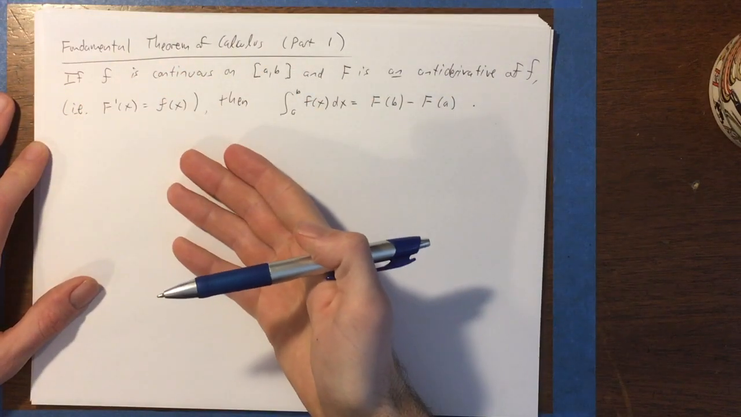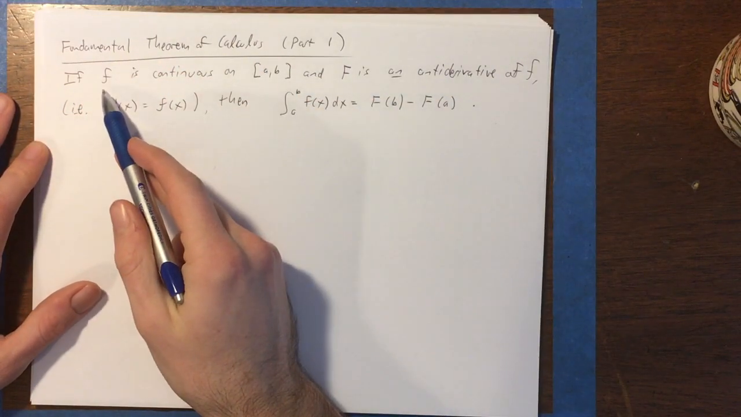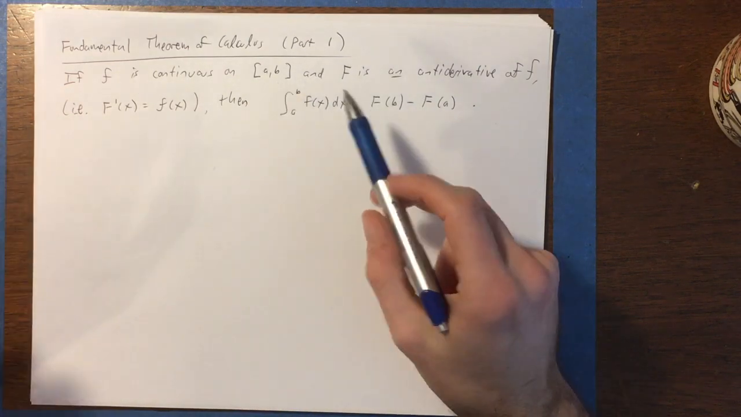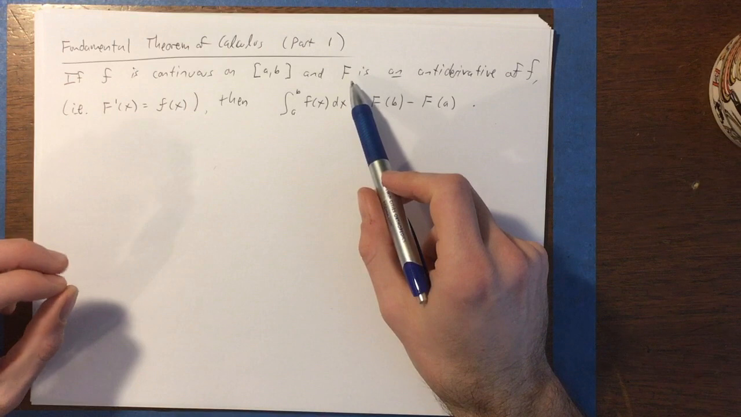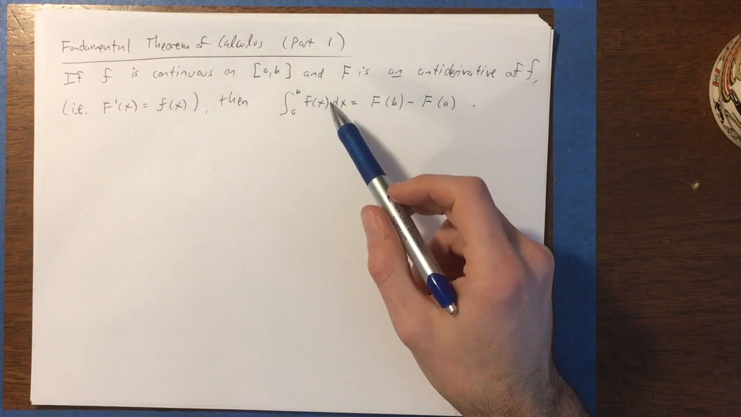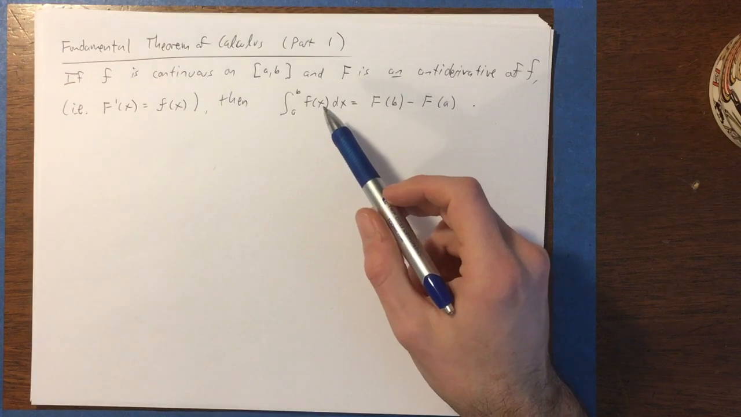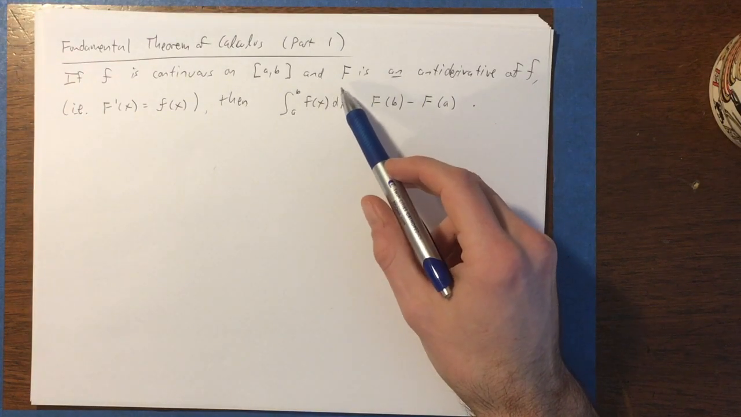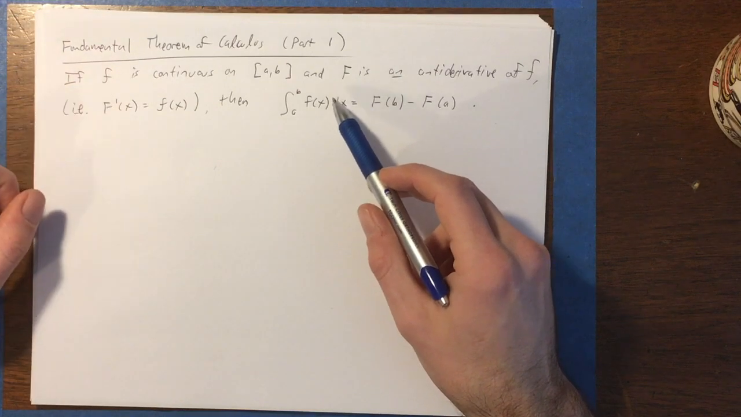So what this is saying is that if you have a function f, and as long as it's continuous on a closed interval a to b, if you take an antiderivative capital F, it doesn't even have to be the indefinite integral. You don't really need the plus c on the end. It doesn't have to be the general antiderivative. Just one antiderivative for this lowercase f.